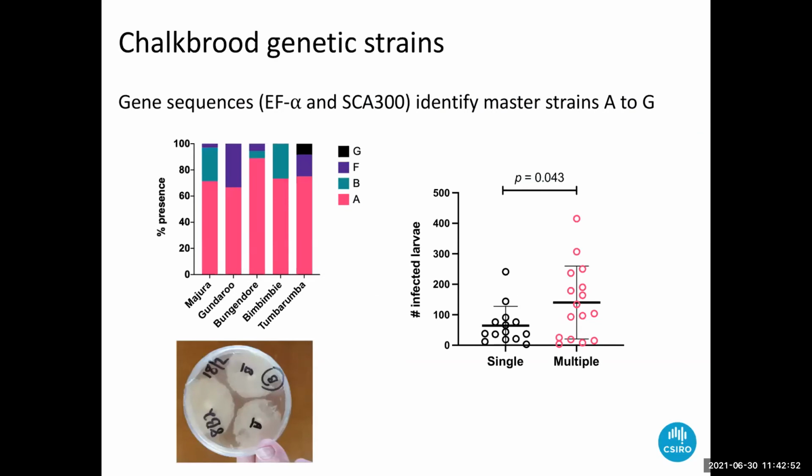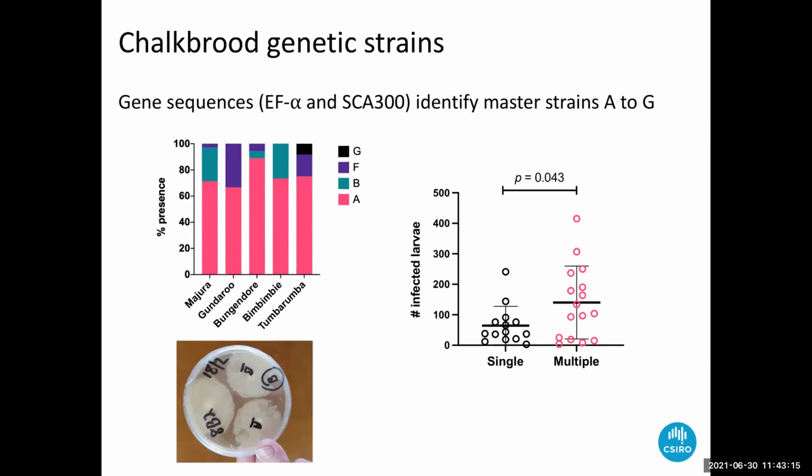For the chalkbrood genetics, we cultured isolates from 3 chalkbrood mummies per hive and genotyped them by sequencing 2 fungal genes that have been used to distinguish chalkbrood strains around the world, and also recently by Jody Gertz, as I mentioned earlier. These genes are able to split chalkbrood strains into 7 master strains labelled A to G.